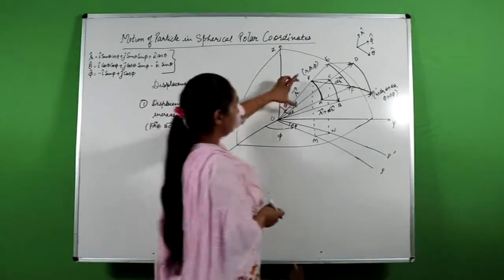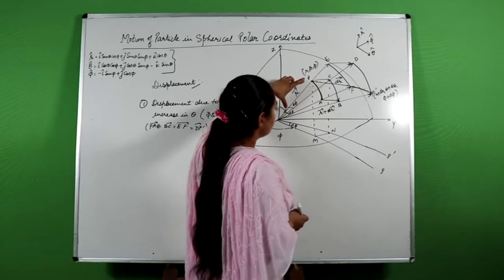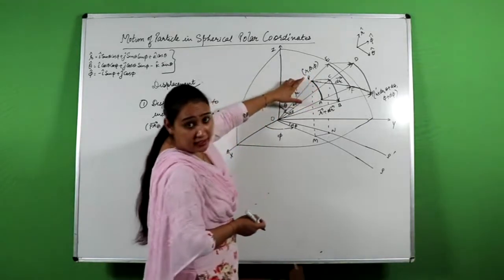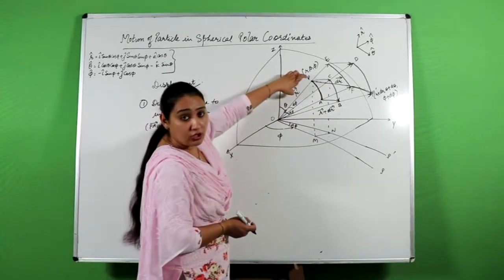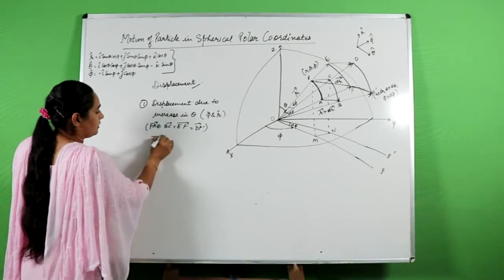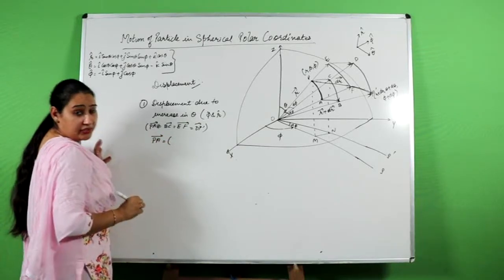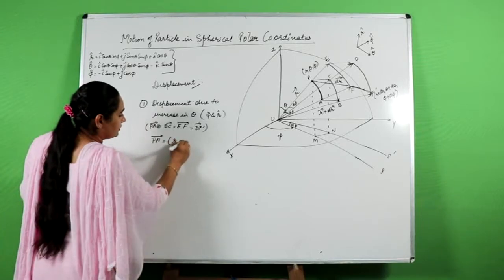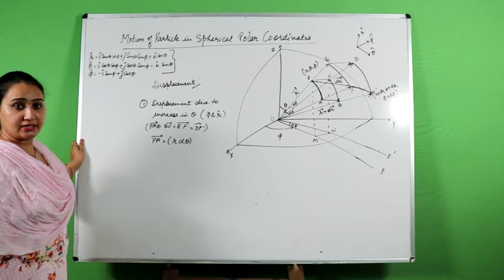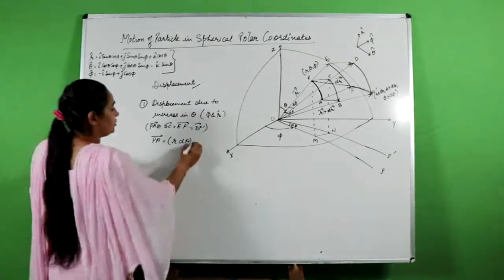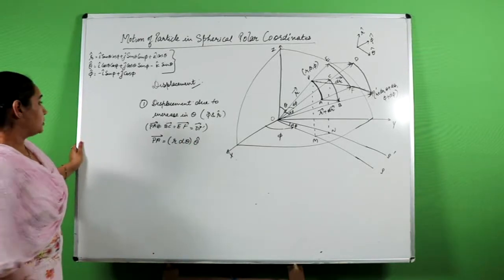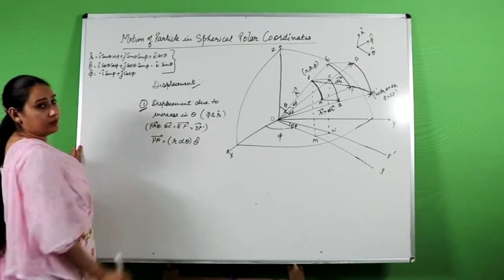Now if I calculate the value of PA, considering it as a small arc PA, what will be the value of PA? PA will give me arc into radius, r d theta. Now theta is changing, so the unit vector along this will be theta cap. Now this is my first component.